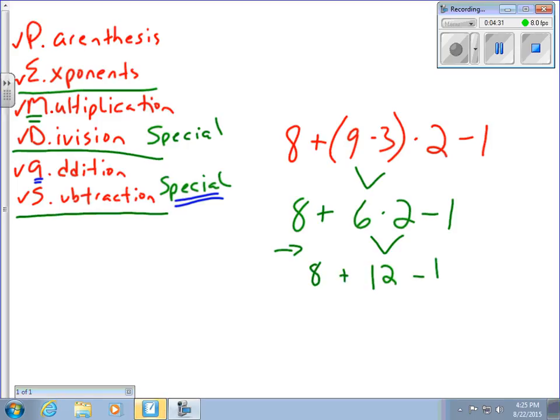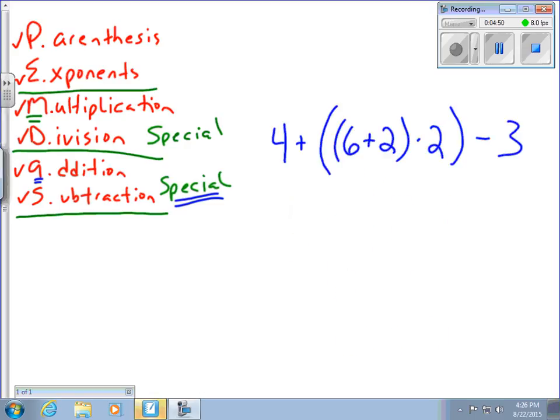8 plus 12 minus 1. Now I do addition or subtraction, whichever one comes first in the problem. In this case, it is addition. 8 plus 12 is 20 minus 1 equals 19. So the answer to this problem is 19.